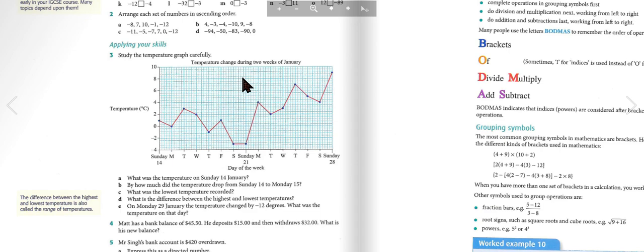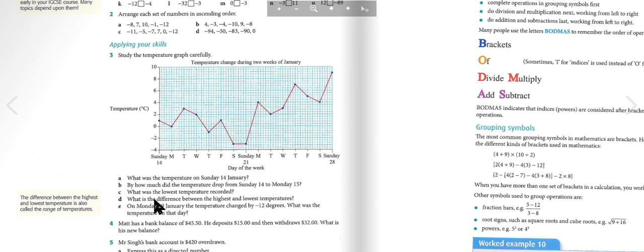So, the temperature on Sunday, 14 January was 1 degree Celsius. How much did the temperature drop from Sunday 14 to Monday 15? It dropped by 1 degree Celsius. What was the lowest temperature recorded? Well, it was on Saturday and Sunday, 20 and 21, and it was negative 3 degrees Celsius.